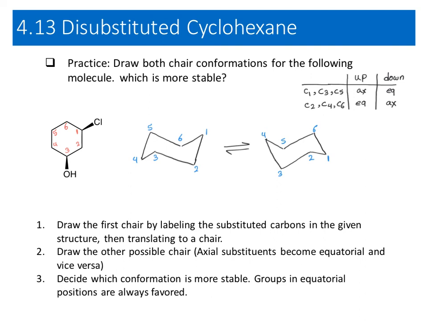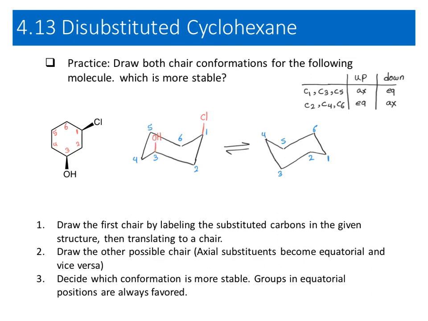Now, if you look at chlorine, chlorine is in wedge and it is connected to carbon number 1. So wedge means up. Carbon number 1 should be in the axial position. And then on carbon number 3, we have a hydroxy group attached. It's in wedge. Wedge means up. Carbon 3 up, that one should also be in the axial position. Now both of these groups are in the axial positions.